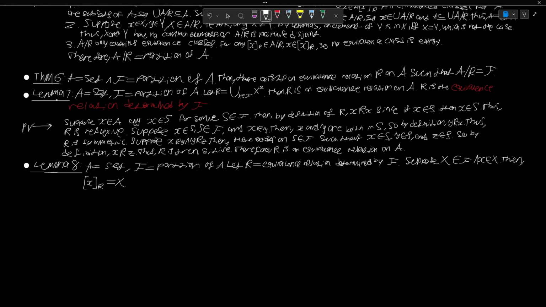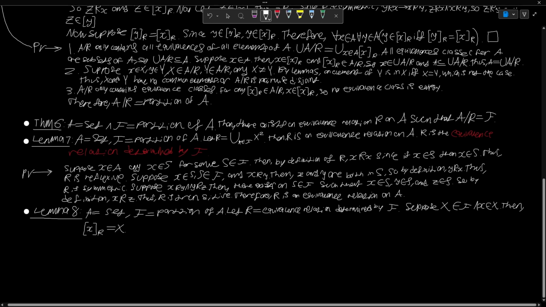Now that we've proven that lemma, let's move on to our next lemma, which says that, again, if A is a set and F is a partition of that set, let R be the equivalence relation determined by F, which was defined up here as this union.